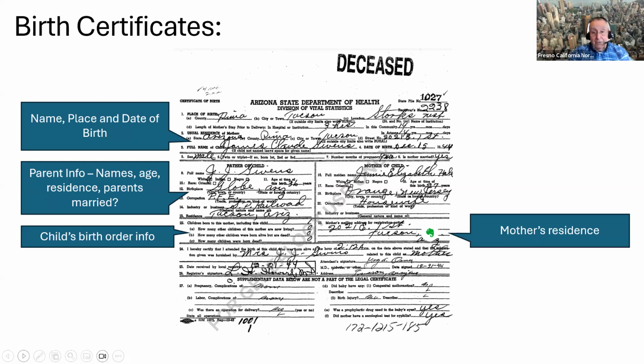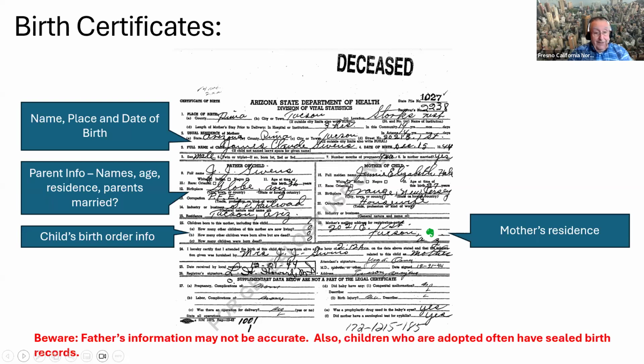And oftentimes you'll find the mother's residence, not the father's, but the mother's residence, because they can guarantee you that's the mother because she gave birth. The man listed as the father is not always really the father. And so that's one thing you need to be aware of, is that fathers listed on birth certificates aren't always necessarily the father. And also, children who were adopted, you may not be able to find their record because it's usually sealed. You may find a later one that was done after the child was adopted.